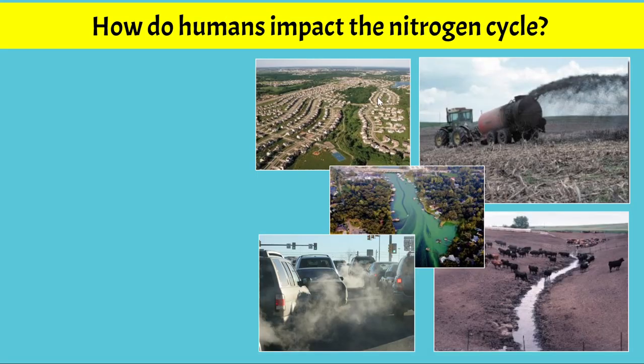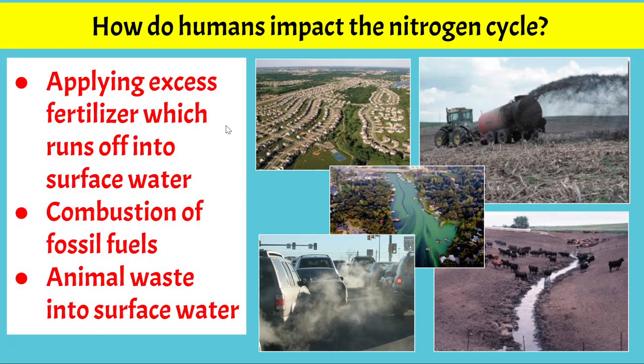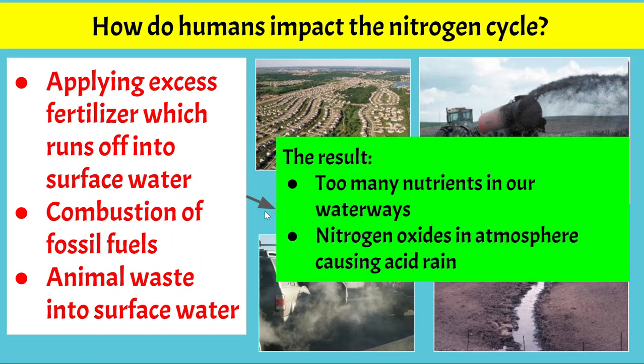All right, and so let's think back. How do humans impact the nitrogen cycle? Well, we apply excess fertilizer, which runs off in the surface water. We are combusting a lot of fossil fuels, and that actually can impact the atmosphere, and we end up with some acid rain, right? And also because we have more animals that we are creating and growing and keeping alive on farms and things, we end up with even more animal waste that ends up in the surface water. The result is that we have too many nutrients in the waterways sometimes and too many nitrogen oxides in the atmosphere, which causes acid rain.